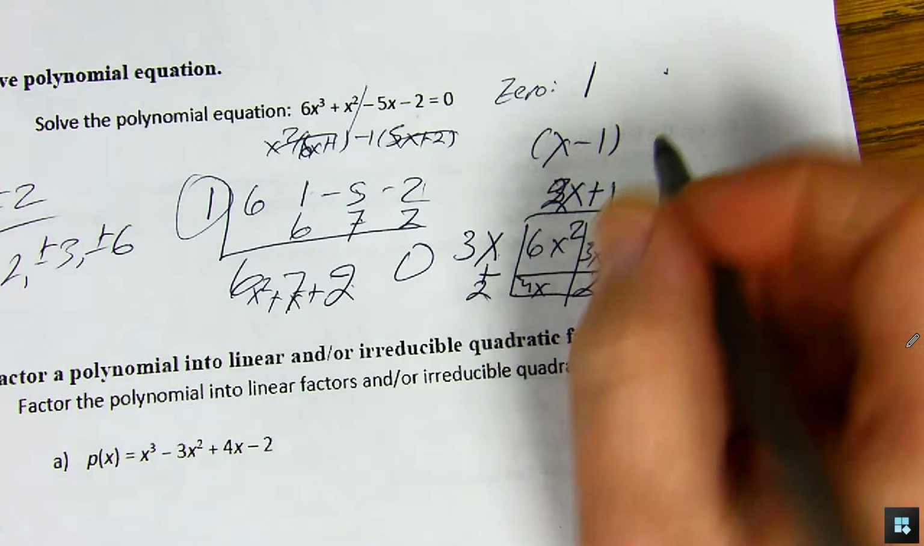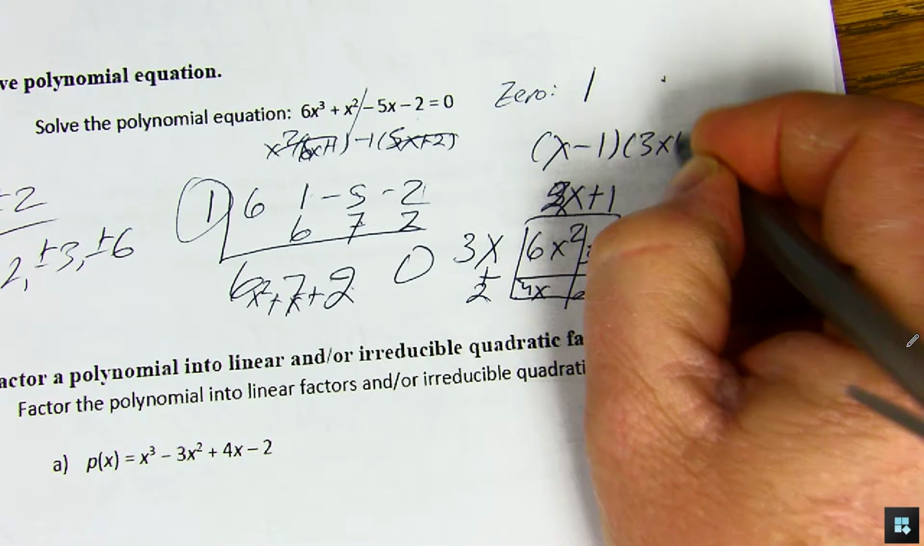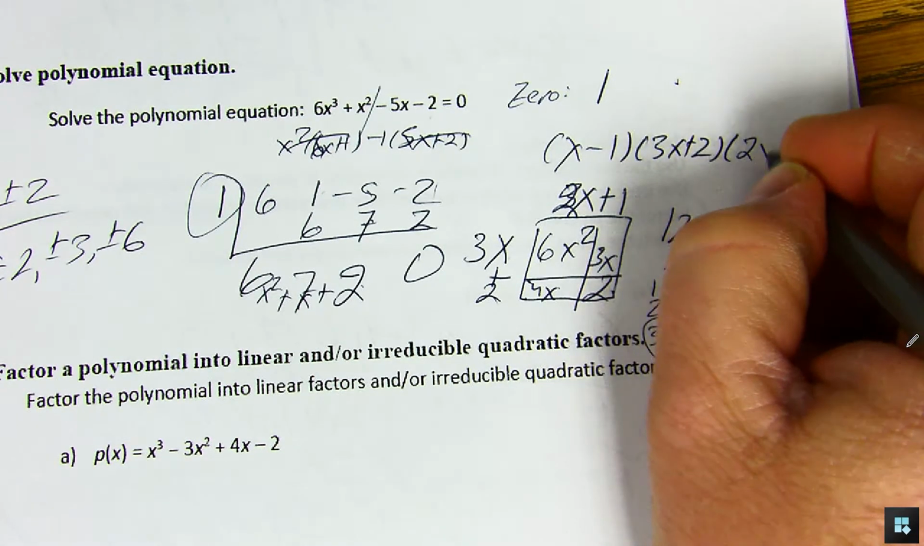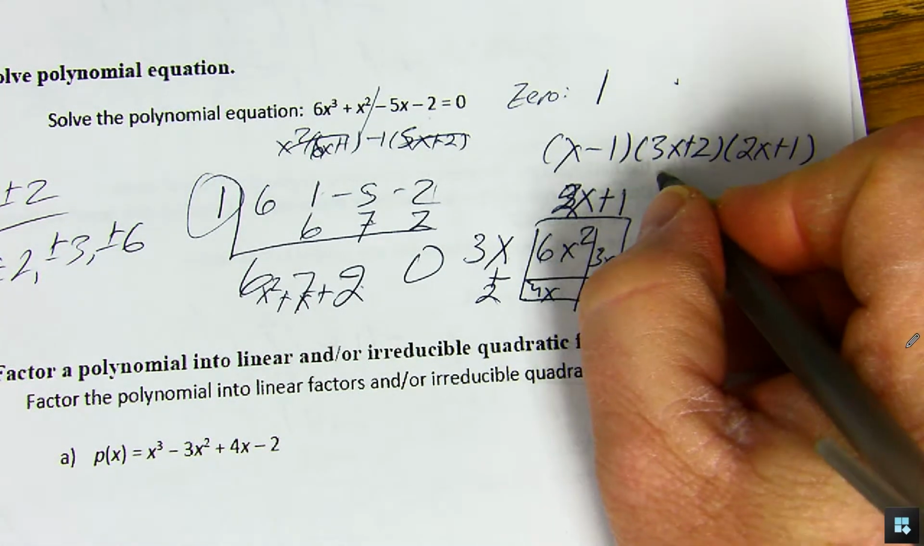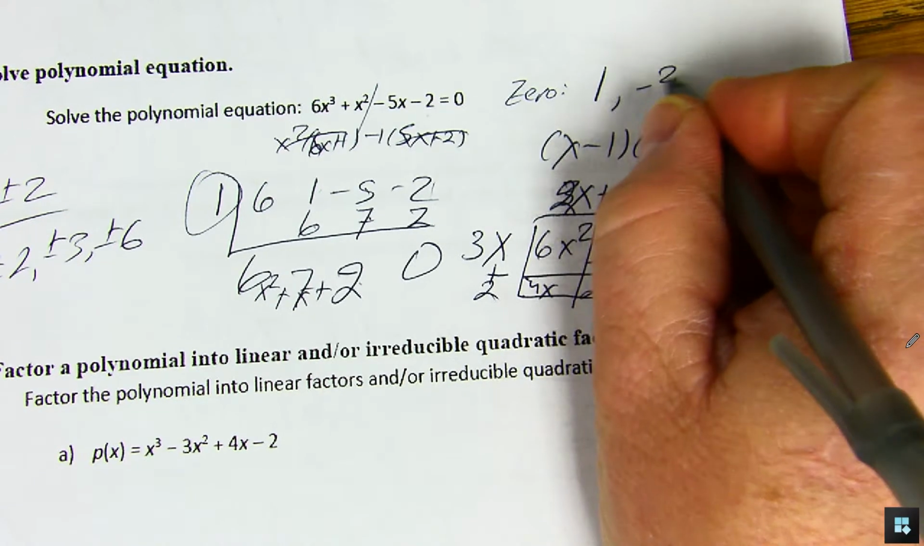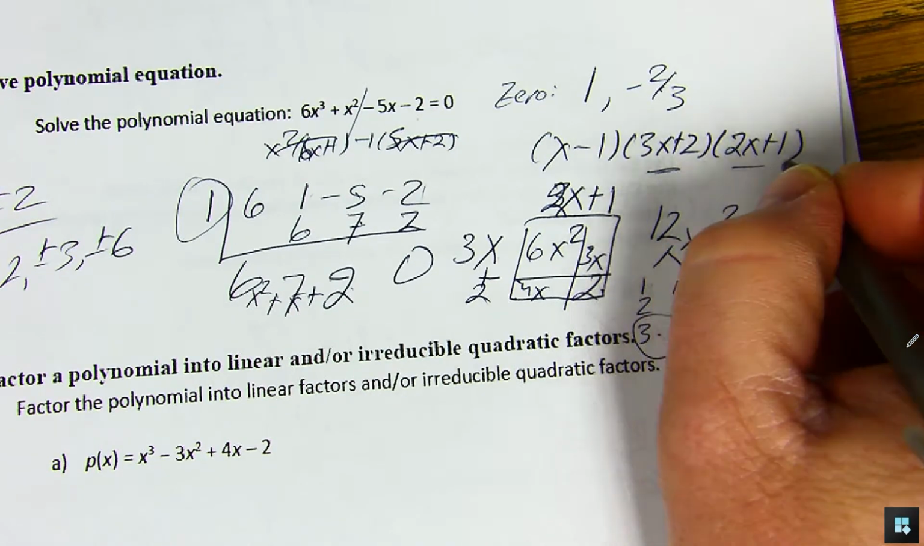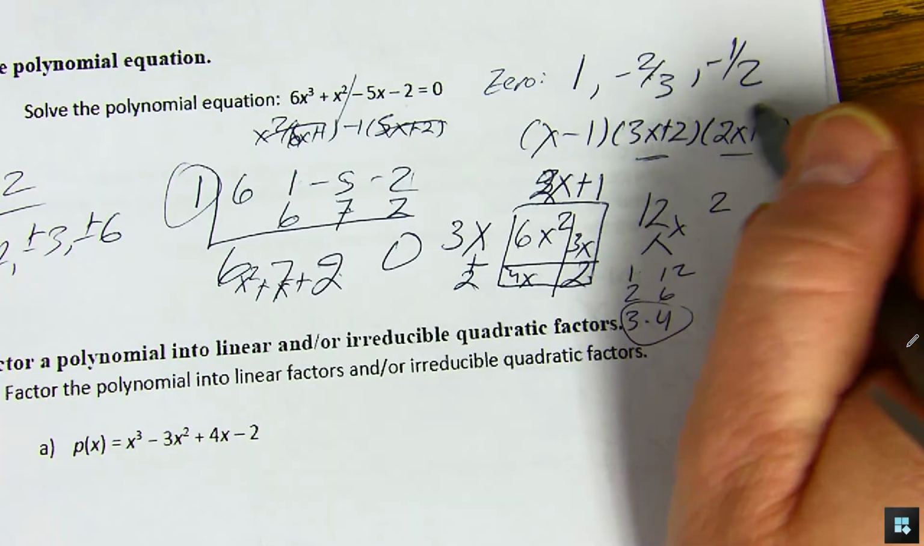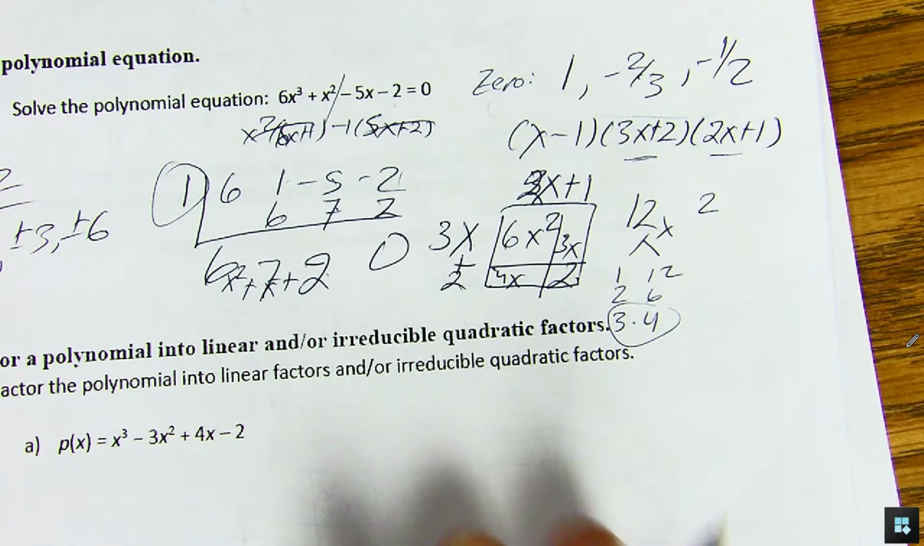3x plus 2 and 2x plus 1. Setting this equal to 0, I get a 0 of negative 2/3. Setting this equal to 0 and solving, I get a 0 of negative 1/2. And there are your solutions right there. Okay?